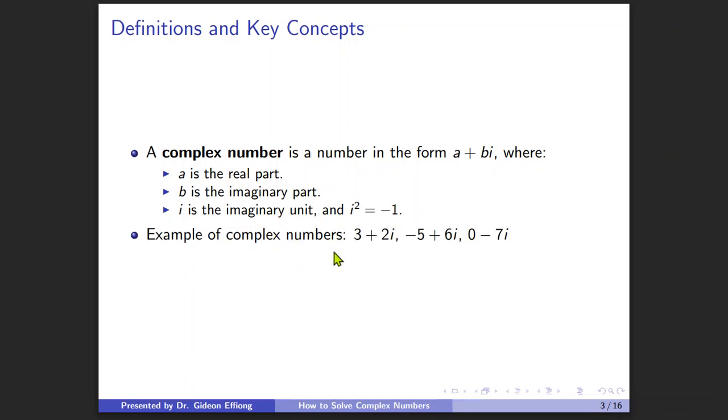Examples of complex numbers: 3 plus 2i. An example here is minus 5 plus 6i. Another example is 0 minus 7i. So in our discussion, just permit us to refer to this symbol as i. We call it iota as well. Some literatures call it iota.